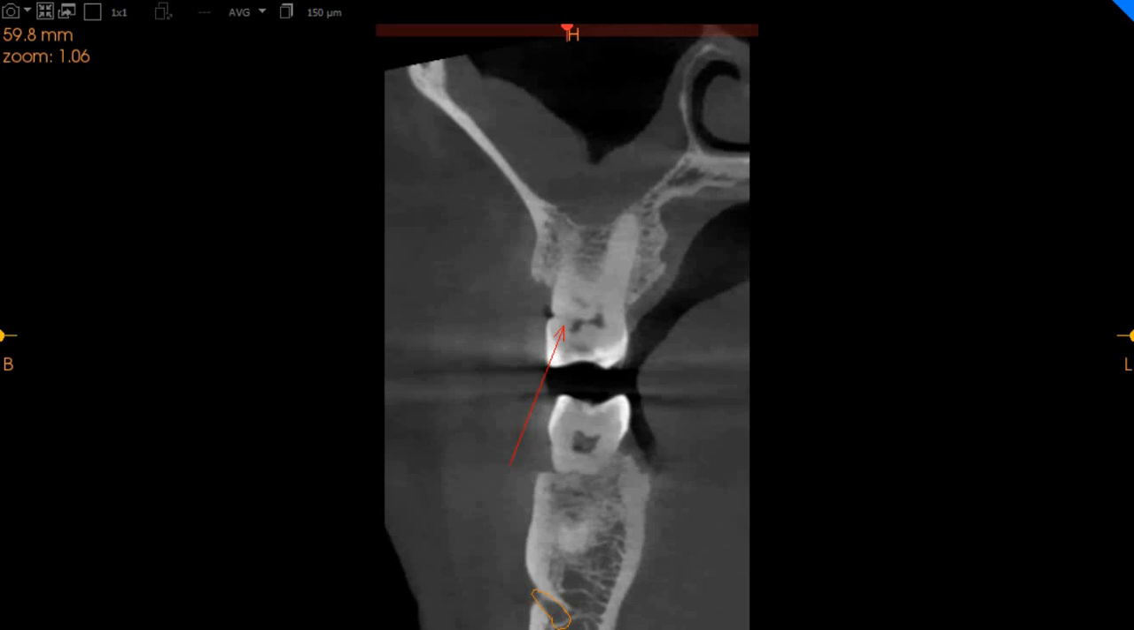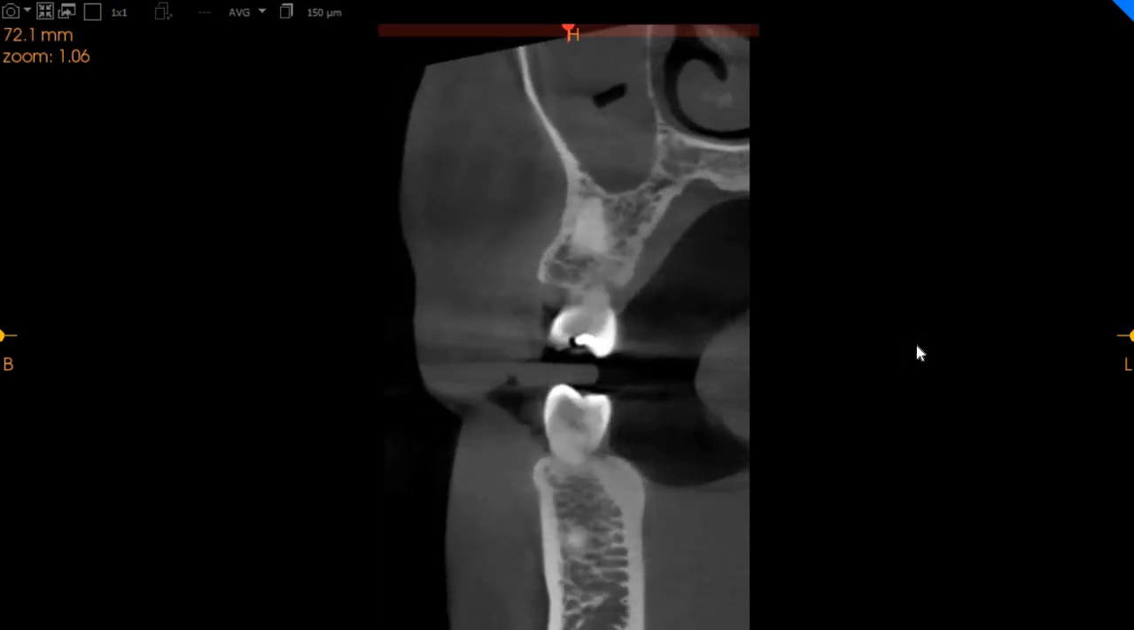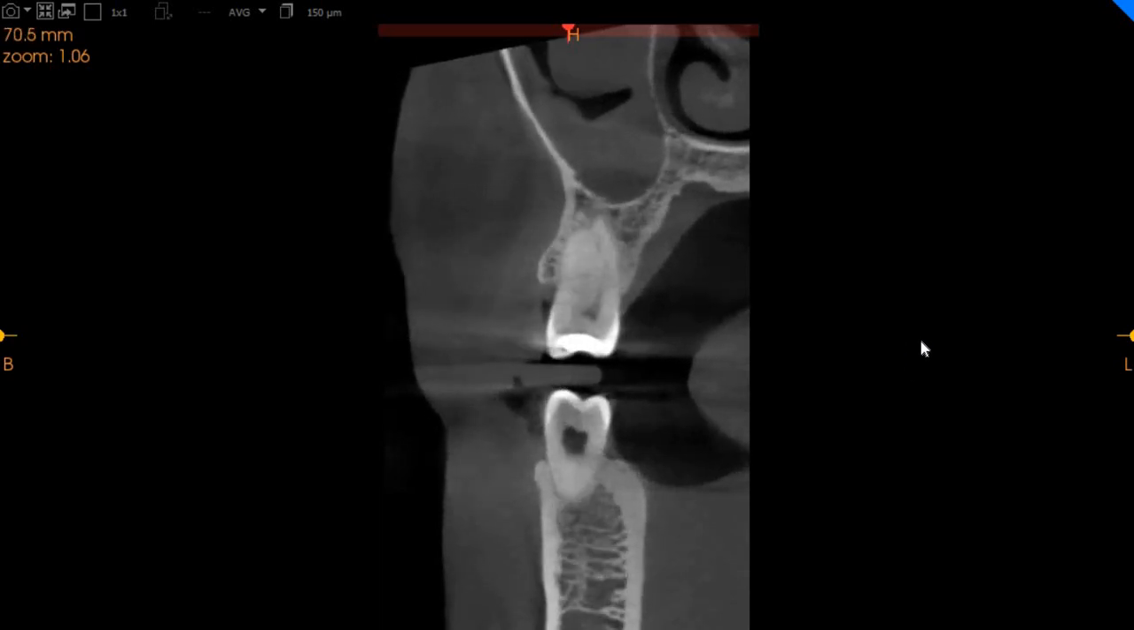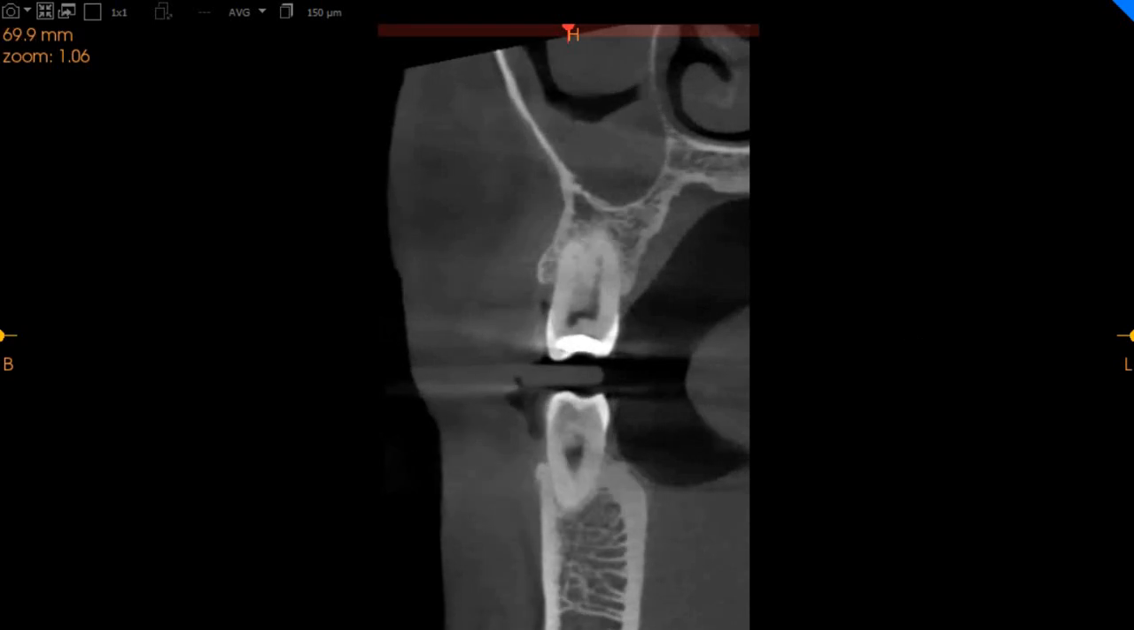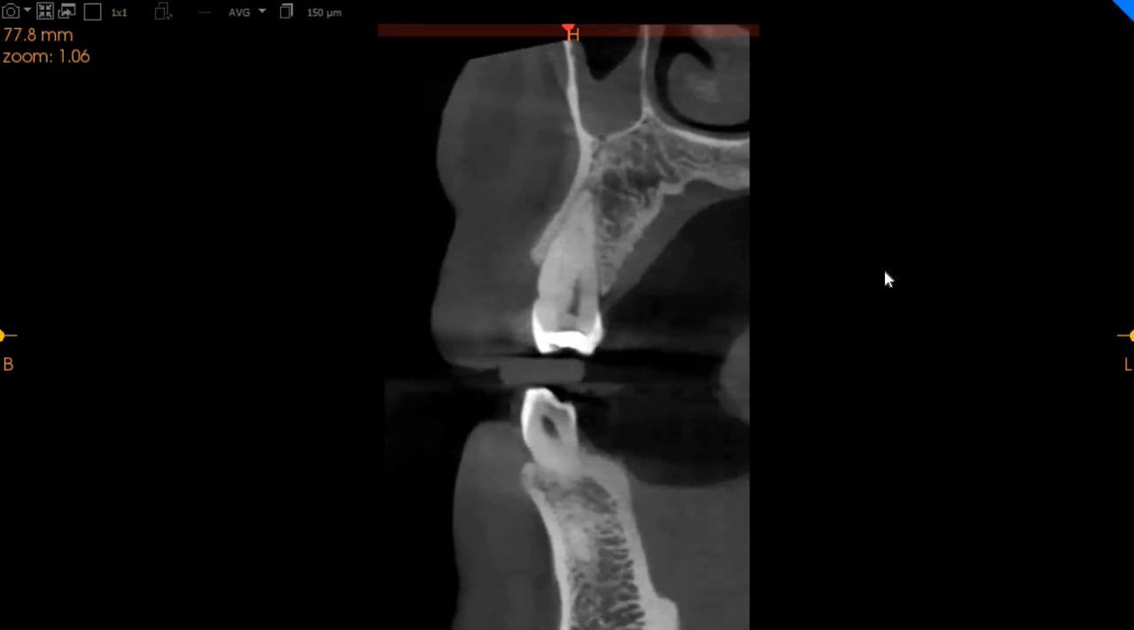Now moving to the upper right 5, the upper right 5 has a curved root. On this curved root, we don't see anything major problematic, and we don't see any major periapical radiolucencies. We don't see any cracks on the transaxial view. Moving to the upper right 4, again, we don't see any cracks here, but there is PDL widening around this tooth, and we can see a little bit of a radiolucency developing around the 4.